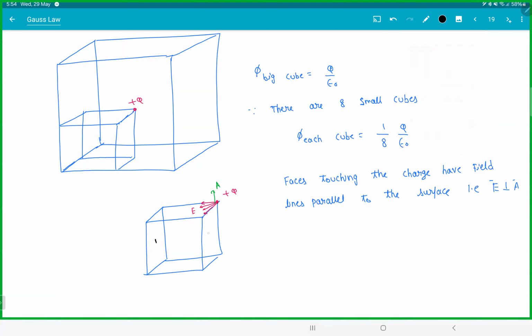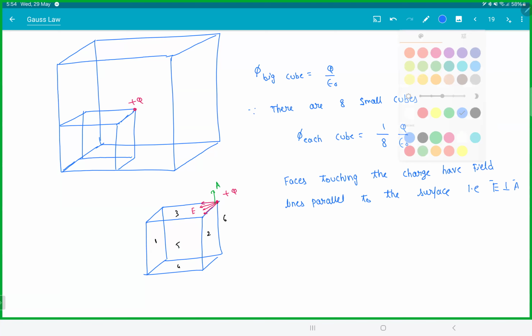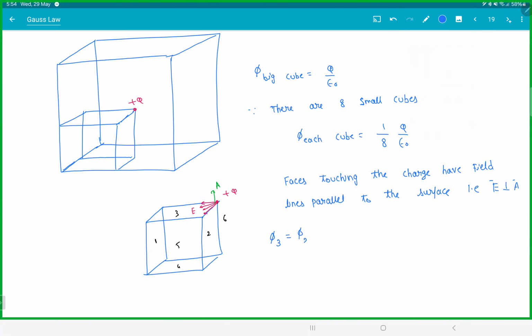So if you name them 1, 2, 3, 4, 5, and 6, flux through 3, 2, and 6 is 0. The charge is touching three faces, so the field is perpendicular to area, that is 0. And the remaining 3 faces, 1, 4, and 5, are equisymmetrical. So whatever the flux is, it should divide among these 3 surfaces equally. So this will be 1/3 of the flux through the cube, which is q by 24 epsilon.